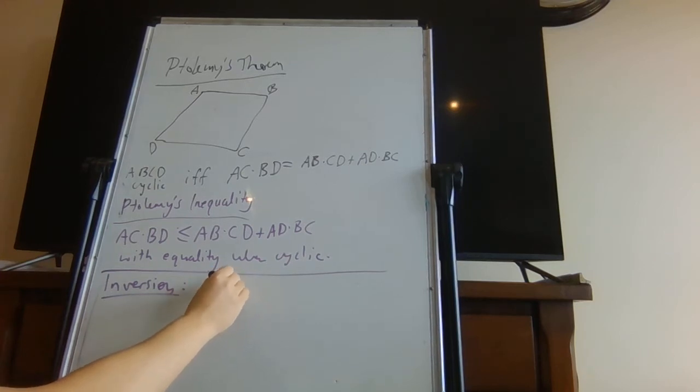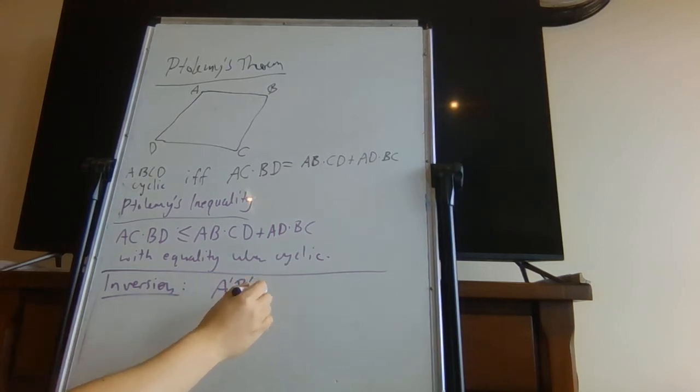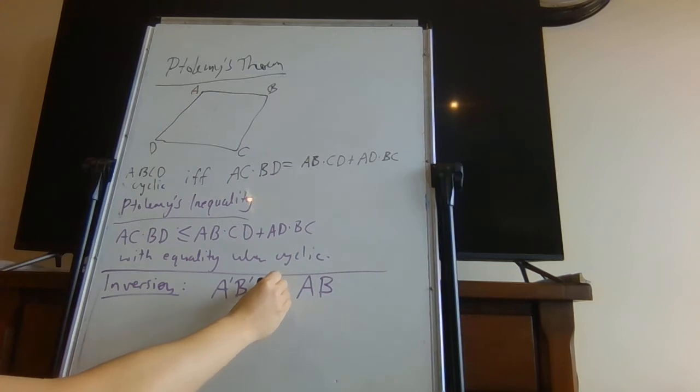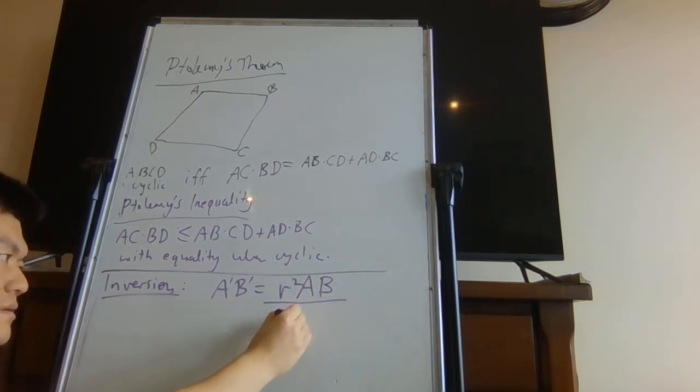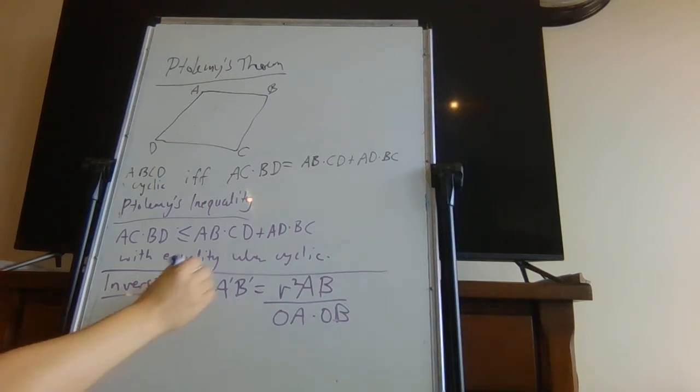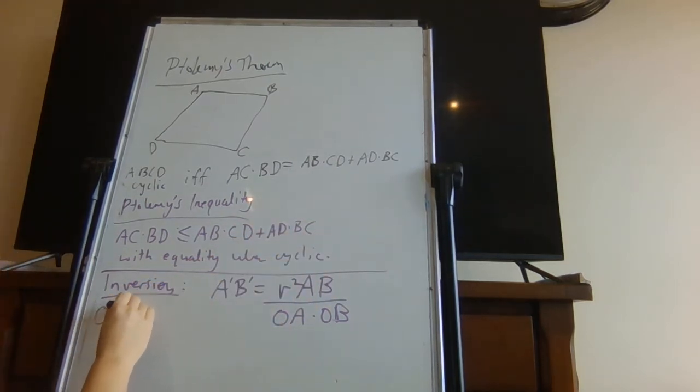If you have a segment AB and you take its inversion, the length is equal, not to the old length, because some weird stuff happened. You have to multiply it by the radius squared, and divide it by OA times OB. I thought that was the definition. No, the definition is OP times OP prime equals R squared. You could have seen the whole proof and thought it was so trivial, it's just the definition.